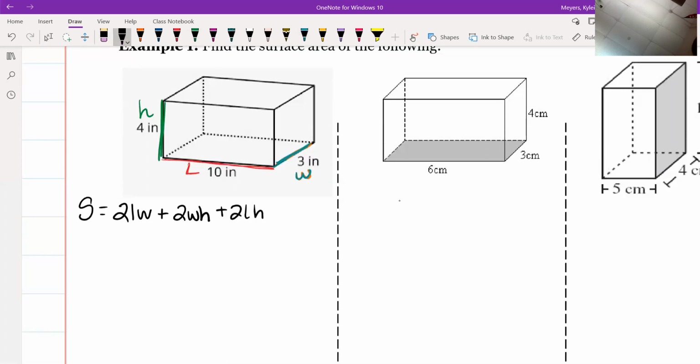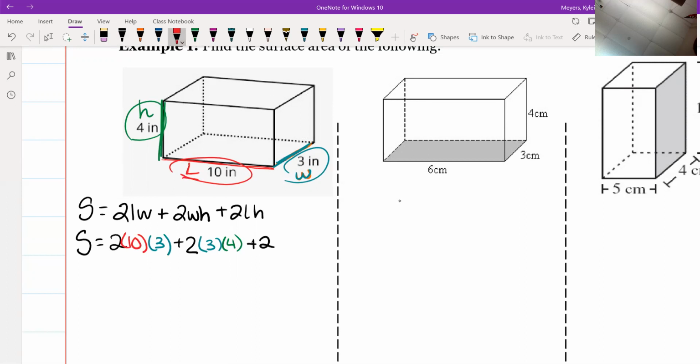Okay, so we always do S is 2 times your length, which is 10, times your width, which is 3, plus 2 times your width, which is 3. Again, I'm just getting these numbers from here. And your height is 4, plus 2 times your length. Your length was 10, times your height, which is 4.